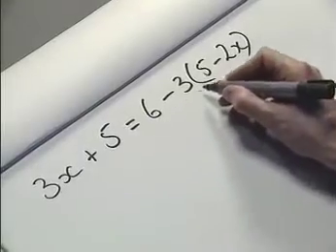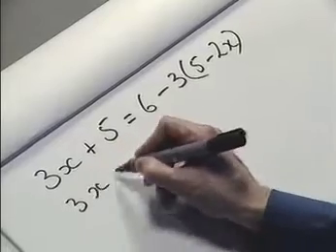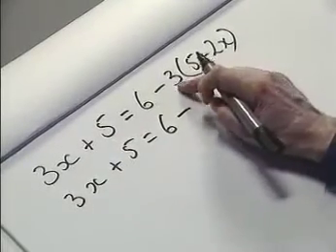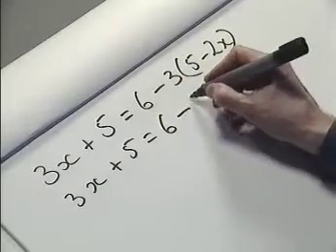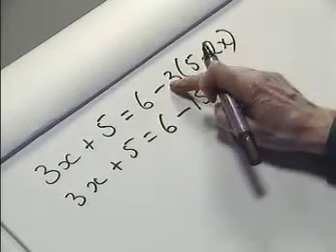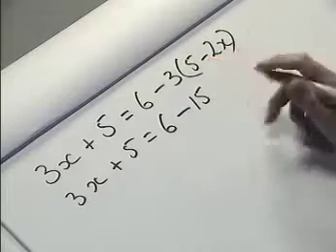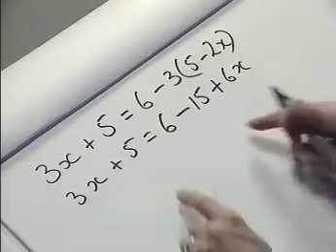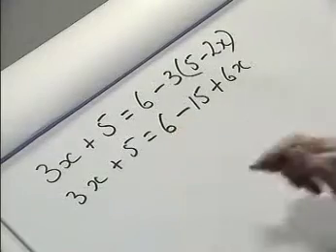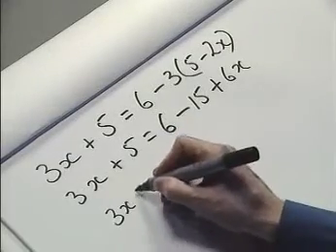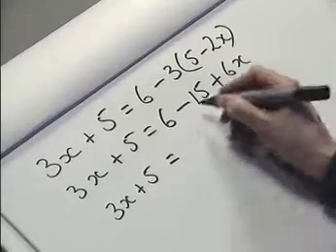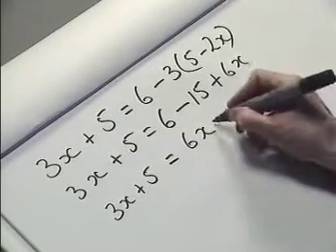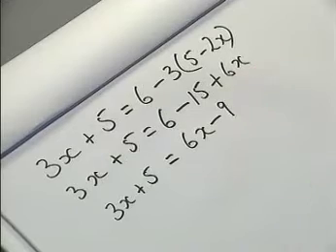So one of the first things we would do is multiply out the bracket. So we have minus 3 times by 5 is minus 15. Minus 3 times by minus 2x is plus 6x. Next, we can simplify this bit here. 3x plus 5 equals 6x, and now 6 take away 15 is minus 9.